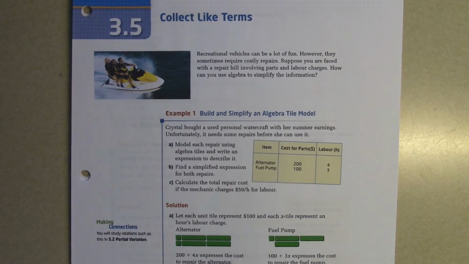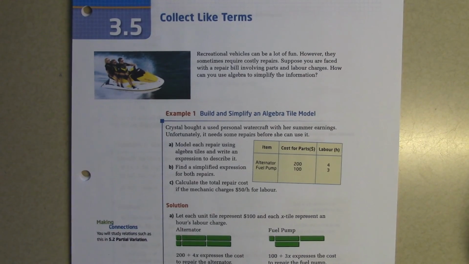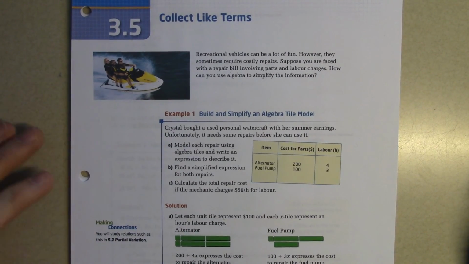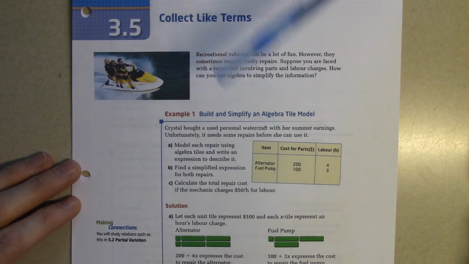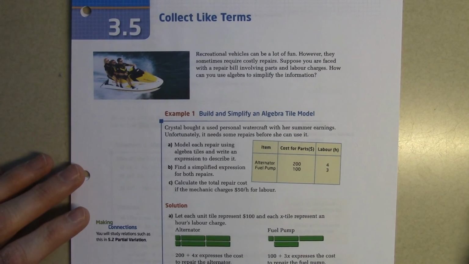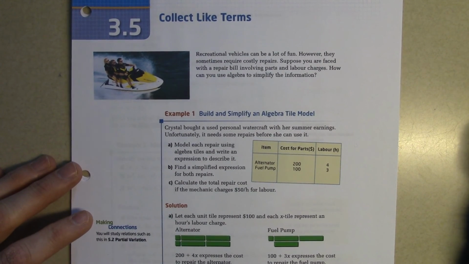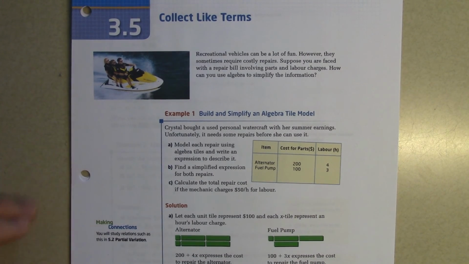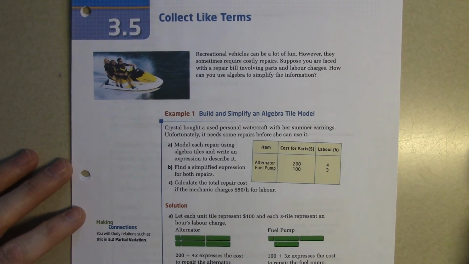Okay, this is section 3.5 in your textbook. We're looking at collecting like terms. They use a lot of these algebra tiles to represent different types of terms. I'm going to cover it very briefly. I don't think it's exceptionally useful. I think if you can pick up the algebra, you're much better off than using these algebra tiles, but we're going to go over it briefly.